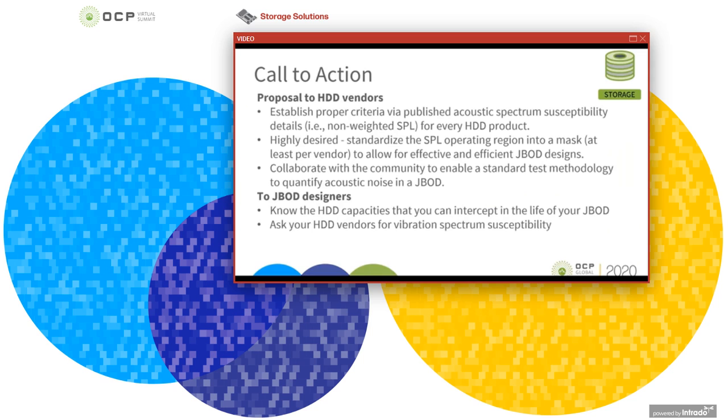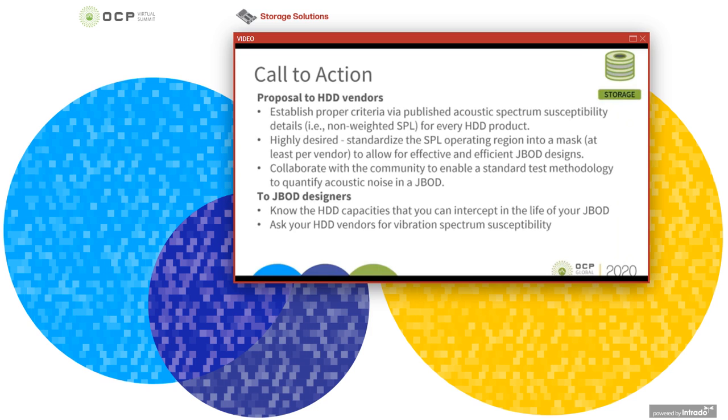This discussion is something that we would like to have with HDD vendors and JBOD designers together, but the callouts or the responsibilities are definitely split. We would like a lot of input from the HDD vendors on establishing proper criteria for acoustic spectrum susceptibility for every HDD product. And going above that, a highly desired outcome would be to standardize the SPL operating region into a mask of sorts, not so that it's a compliance mask that we all need to meet, but more so a recommendation or a recommended region of operation that a JBOD designer can design to.